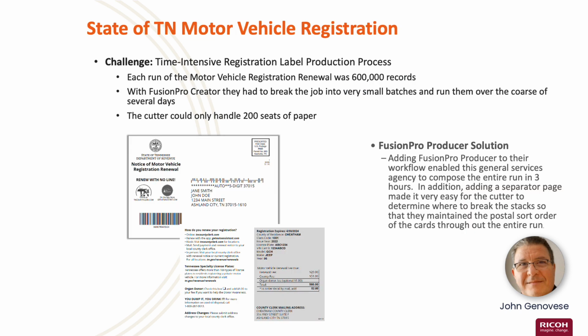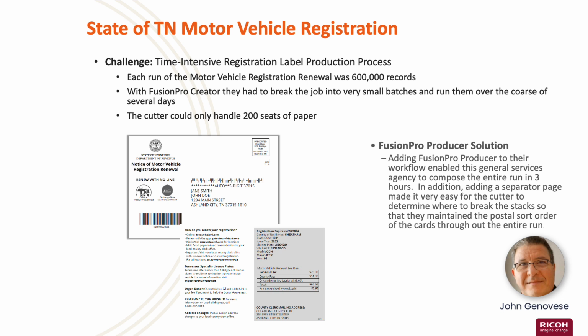And then, as Robert said, we have this State of Tennessee motor vehicle registration. This was a time-intensive application. It's one that I'm going to be showing, outside of the slides here, a little bit more in depth. Each run of this motor vehicle registration renewal was 600,000 records plus. So it was a very large run, of course, postal sorted and so forth. And we need to take that into account.